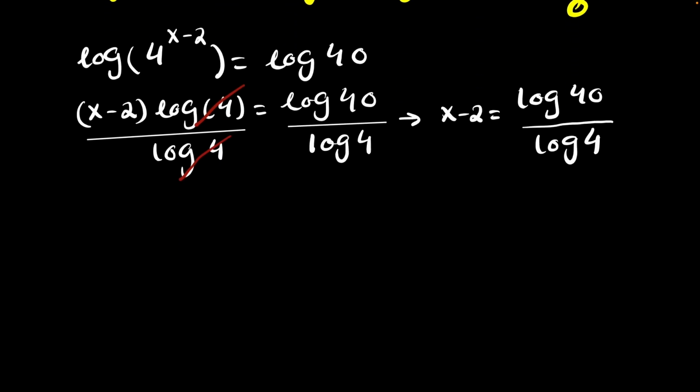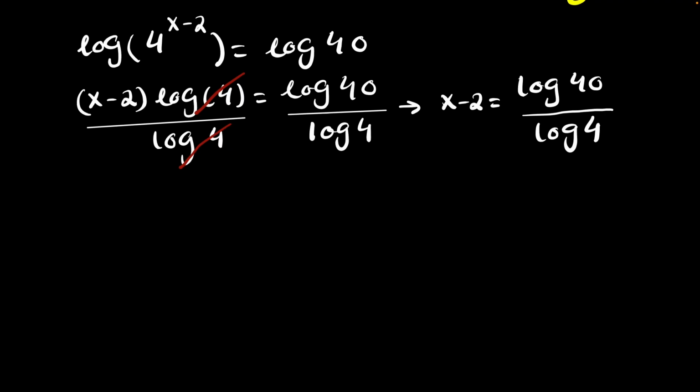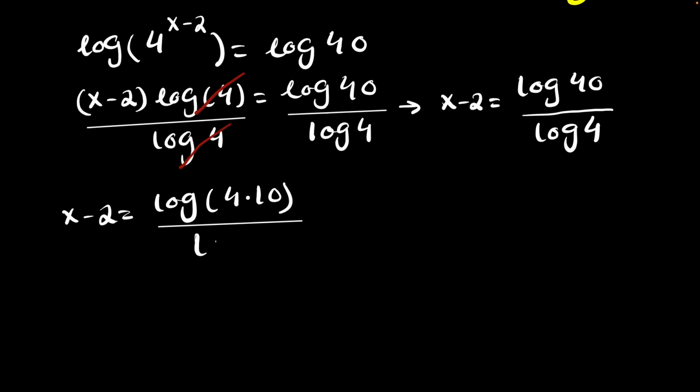So here, what can I do? I'm going to write this log of 40 as 4 times 10. So I'm going to write this as x minus 2 is equal to log of 40. Instead of 40, I'm going to write 4 times 10, over log of 4.